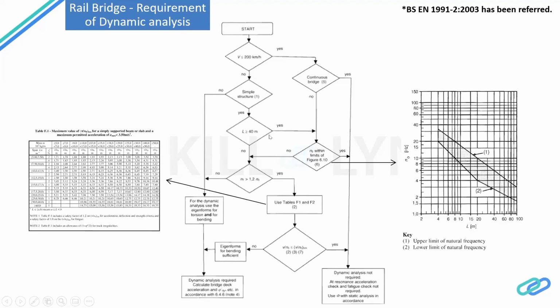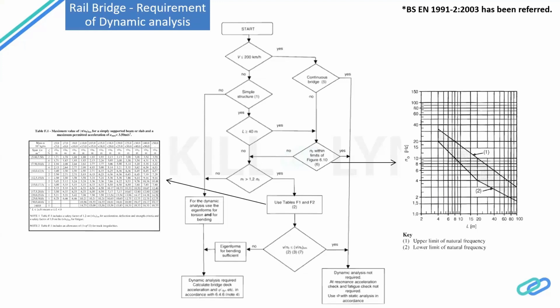But anyway, that is the condition under which we can skip a dynamic analysis. Performing a dynamic analysis instead of using the formula will give an economical design, because the dynamic factor depends on many parameters. If one parameter changes, everything will change, because in a particular project there will not be the same span throughout the entire length. Let us say a 1 kilometer bridge is there. It may not have only 30 meter spans. It may have 20 meter spans and 30 meter spans to overcome some obstructions underneath the road.